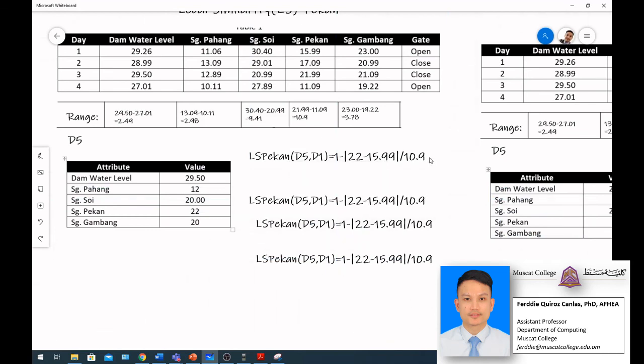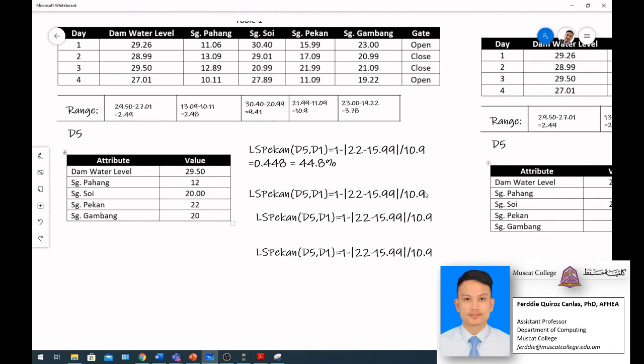So tell me please, what's the answer for the first one? 0.448, which is equivalent to 44.8%, right? Good. How about this one? Let me just change the value first: 17.09. How much is there? 0.549, or 54.9%.